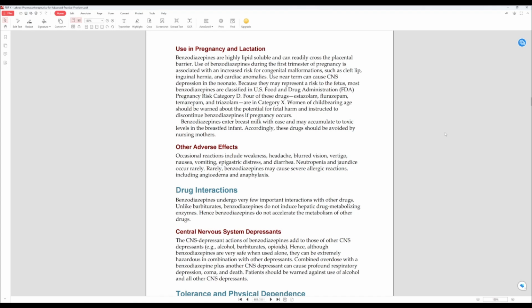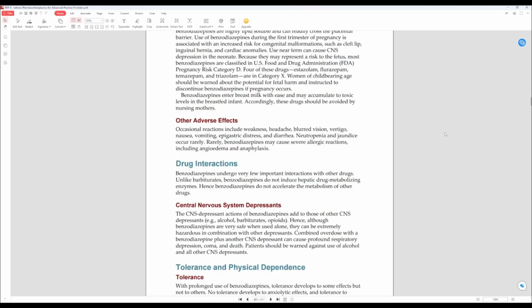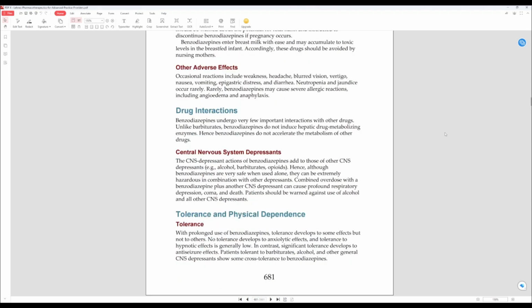Other adverse effects. Occasional reactions include weakness, headaches, blurred vision, vertigo, nausea, vomiting, epigastric distress, and diarrhea. Neutropenia and jaundice have occurred rarely. Rarely, benzodiazepines may cause severe allergic reactions, which include angioedema and anaphylaxis.